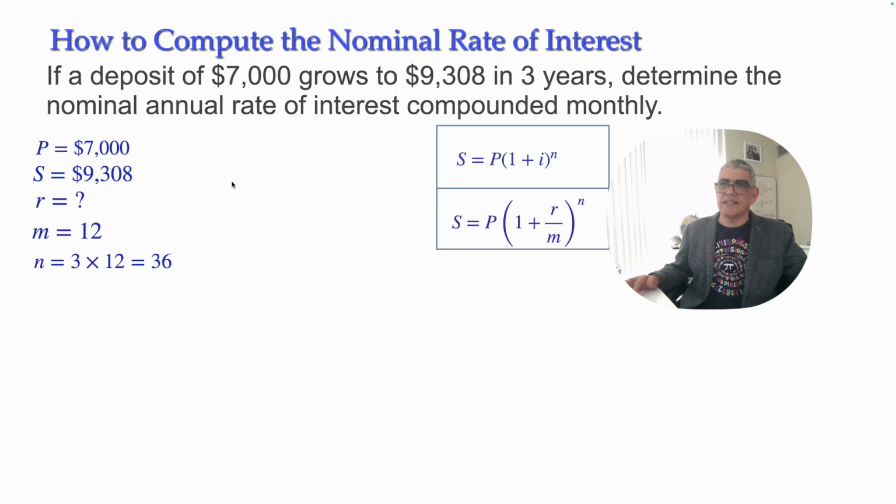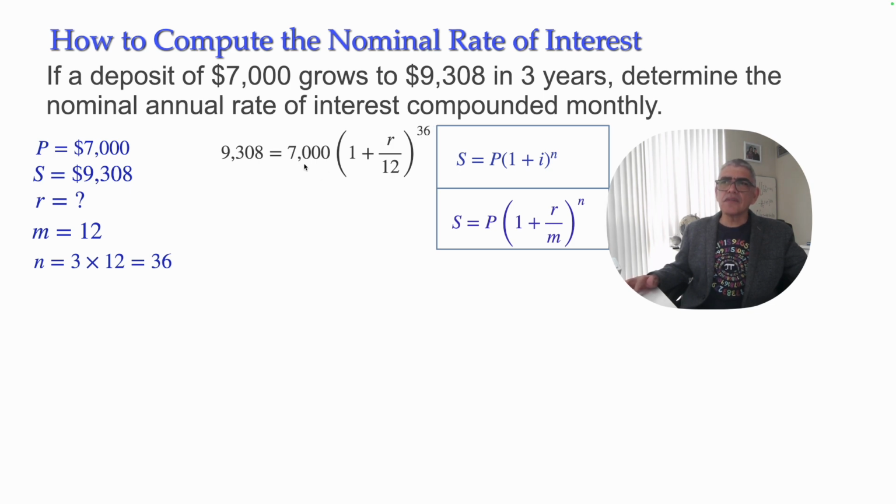This FV is $9,308 equals 7,000 multiplied by the compounding factor. Remember, 1 plus R divided by M to the power N. And for solving for R, the first thing that you need to do is divide by the present value, divide by 7,000. So dividing by 7,000 both sides, you obtain this. And this will be equal just the compounding factor.